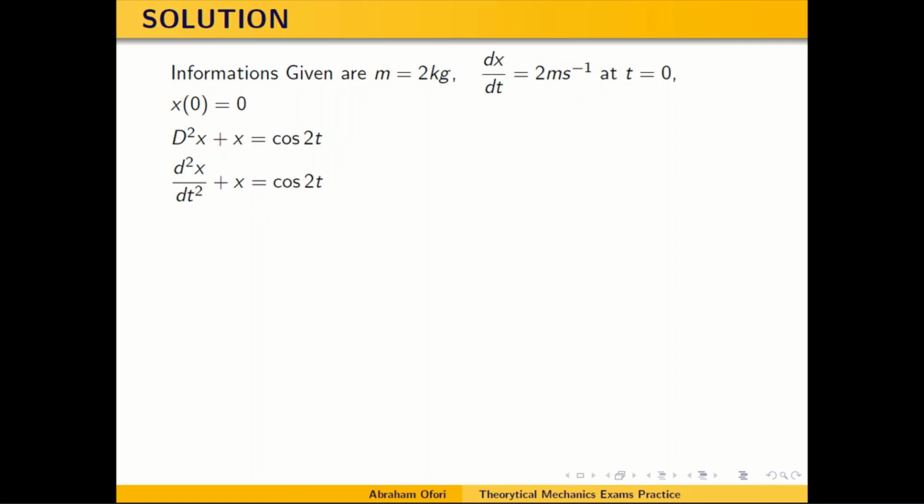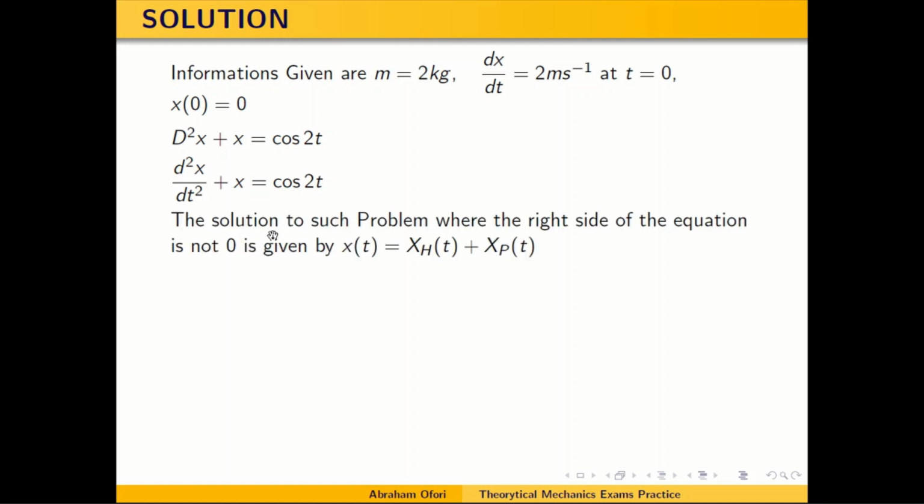Like I said, you can use Laplace when initial conditions like these are given. But what if you don't have initial conditions? Let's use our method to solve it. The solution to such a problem, where the right side of the equation is not zero, is given by x of t equals xh of t plus xp of t. In the other example we did, the right side of the equation was zero, but when this side is not zero, this is how you go.